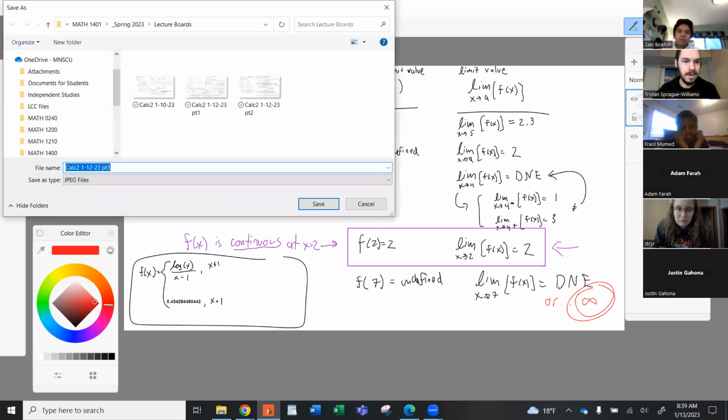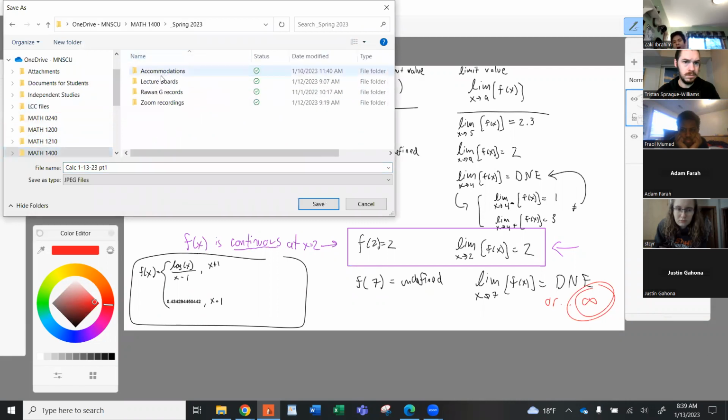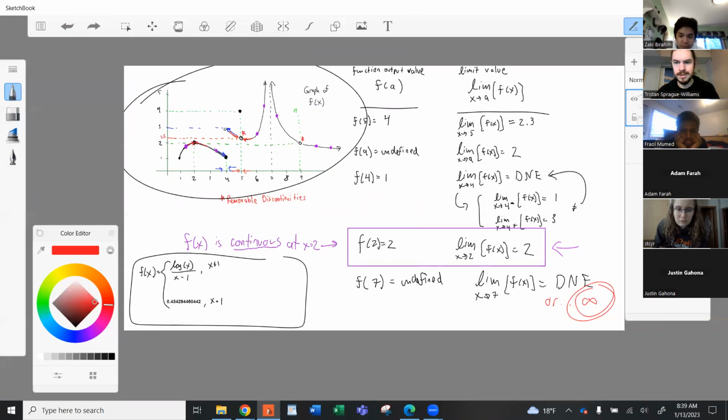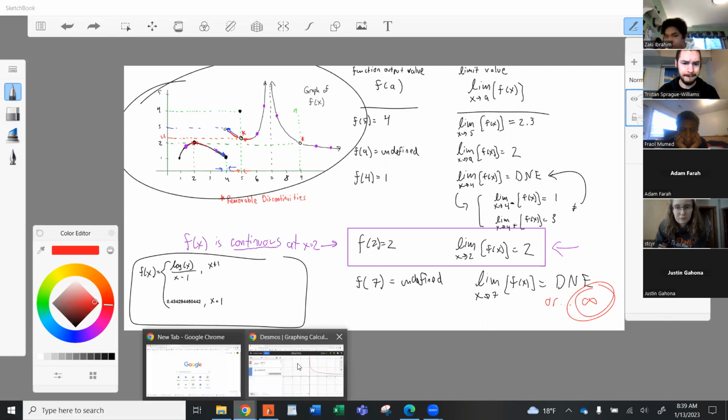Yep. I'm gonna export this. Okay. I think I want to say a few more things about infinity as a possible output. Maybe we can look at some examples. I'm going to go over to Desmos for that.